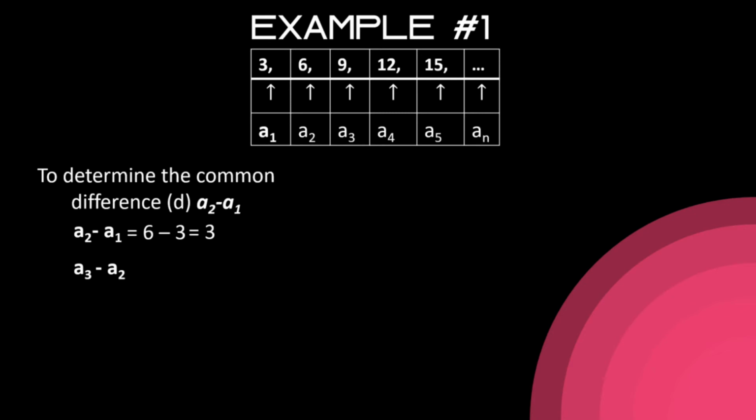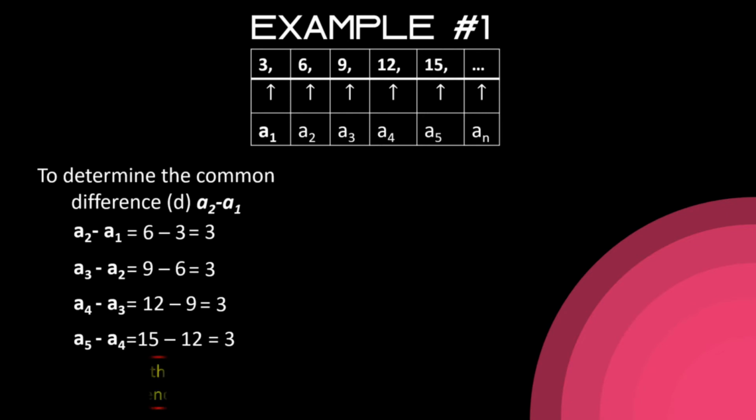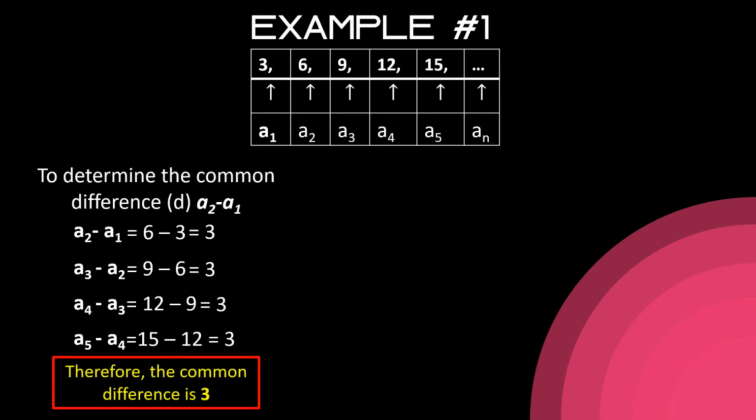A sub 3 minus a sub 2 equals 9 minus 6, which gives us 3. A sub 4 minus a sub 3 is equal to 12 minus 9, and it gives us positive 3. A sub 5 minus a sub 4 is equal to 15 minus 12, and it gives us positive 3. Therefore, the common difference here is 3, and it is an example of an increasing arithmetic sequence.